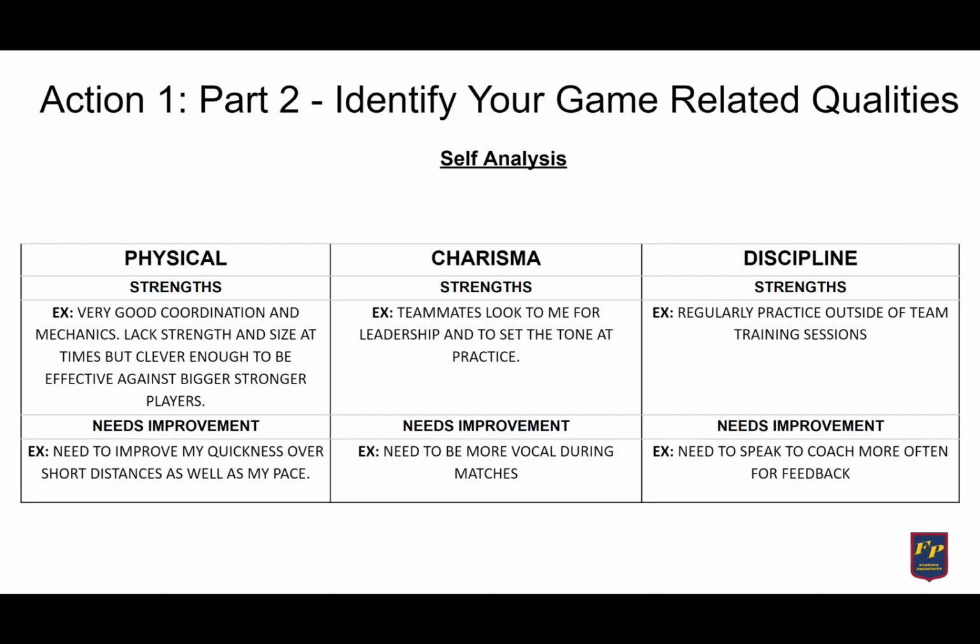Then we go to the next part, and now we're talking about physical, charisma, and discipline. Physical is obviously physical attributes. Charisma is personality, that drive, that want for the ball, the want to give instruction. It's communication, really. And then discipline is what you're willing to give to be good. What do you do well? What do you need to improve on? Right? So looking at charisma as the example, strengths would be teammates look to this individual for leadership and set the tone at practice. Needs improvement, needs to be more vocal during matches, giving instruction to teammates, demanding the ball, right? And then you build this out for yourself. Write down what you think you do well and need to work on for each category. And that's 6 in total.